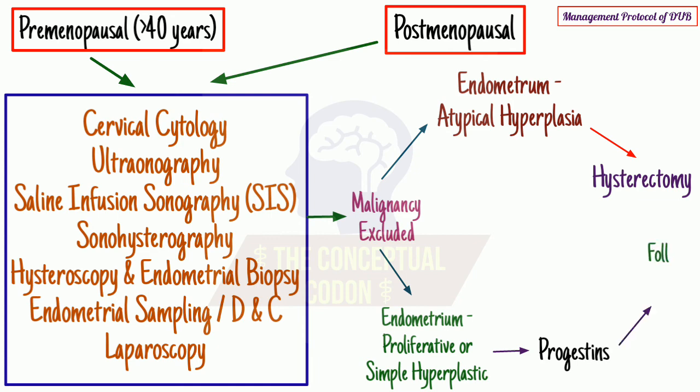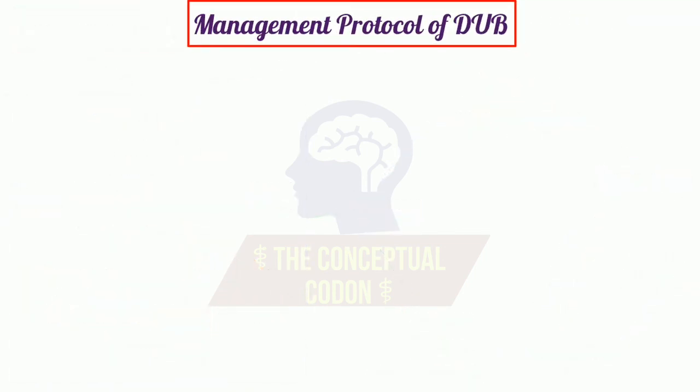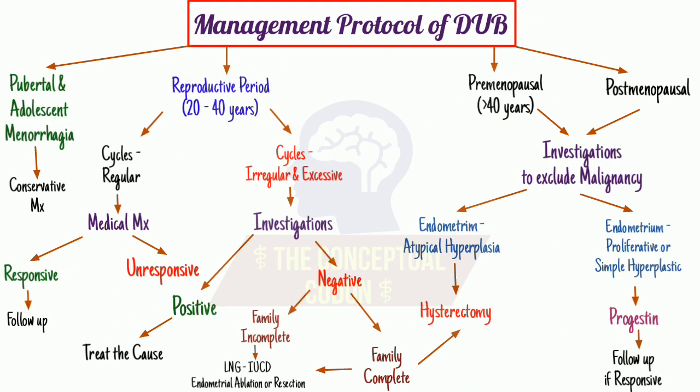If it is responsive, follow up and endometrial sampling should be done. If it is unresponsive, endometrial ablation or resection and hysterectomy should be done. That concludes the management protocol of patients suffering from dysfunctional uterine bleeding.